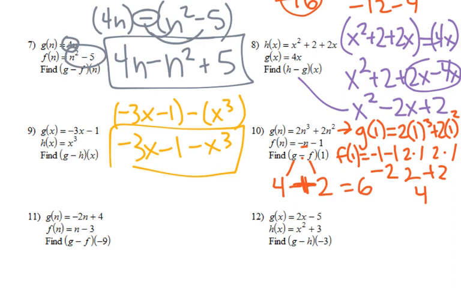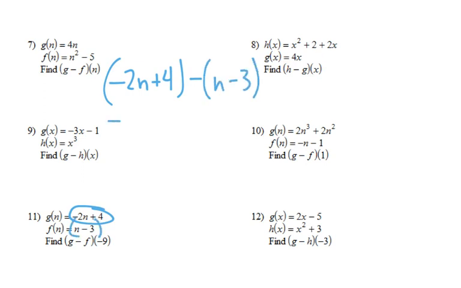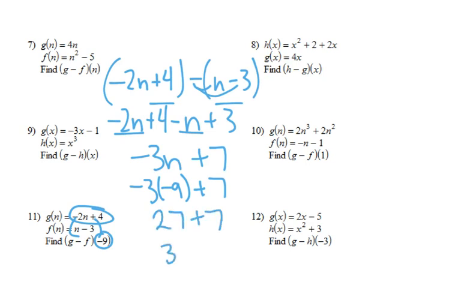Okay. Looking at 11, let's combine them. Negative 2n plus 4 minus n minus 3. So negative 2n plus 4, that subtract goes to the n and also to the 3, making it a plus 3. Negative 2n minus n, negative 3n. 4 plus 3 is 7. Plug in the negative 9. We get a positive 27 plus 7, which is a 34.